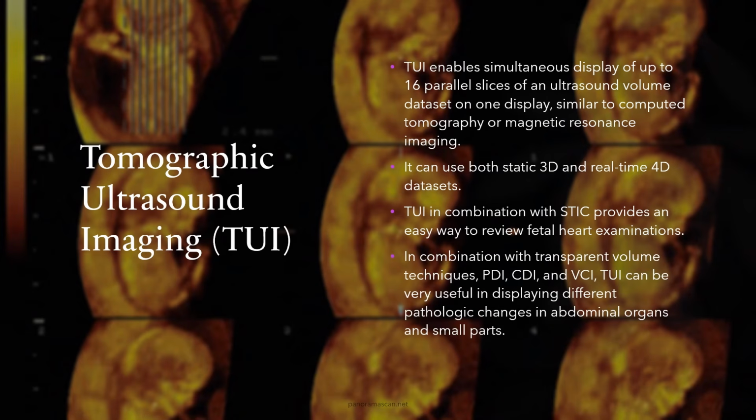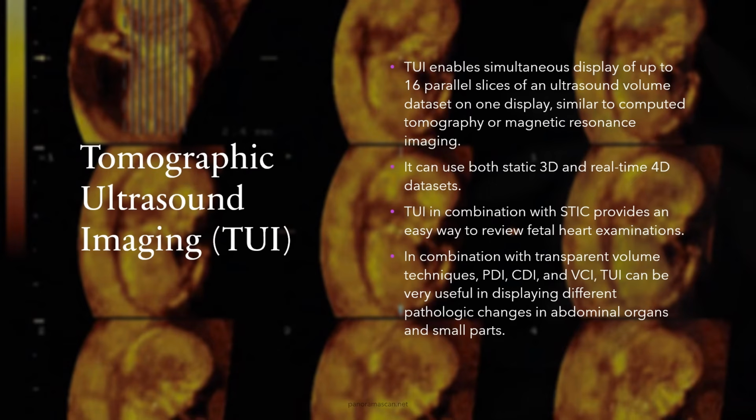TUI, in combination with other imaging techniques such as power Doppler imaging, color Doppler imaging (VCI), and transparent volume techniques, is a valuable tool for visualizing pathological changes in abdominal organs and small parts. It allows for a multi-slice view of structures, providing enhanced diagnostic clarity in evaluating abnormalities such as tumors, malformations, and other pathological conditions. Clinical applications of TUI.